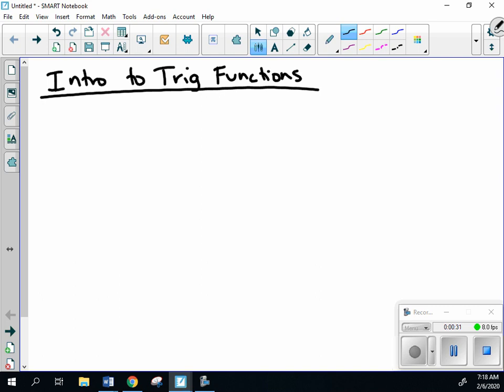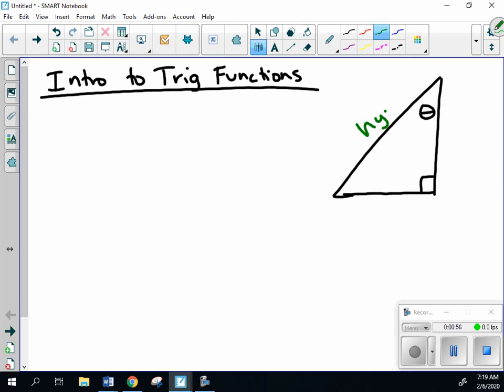Everything is based off of a right triangle when we're dealing with trig. And then you're going to have some type of angle, and this is what we like to call theta. Theta is just a variable. I know it kind of looks like an egg, but it is just a variable. When we're looking at this, based on our theta here, our hypotenuse we know is always on the opposite side of the right angle.